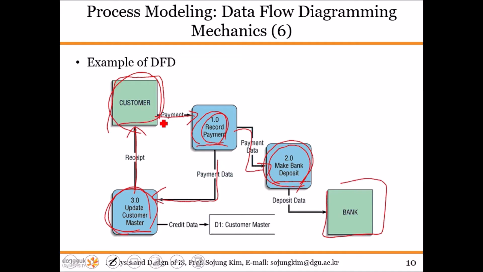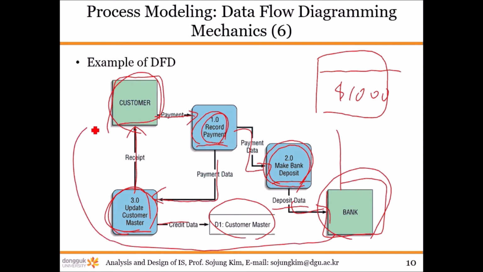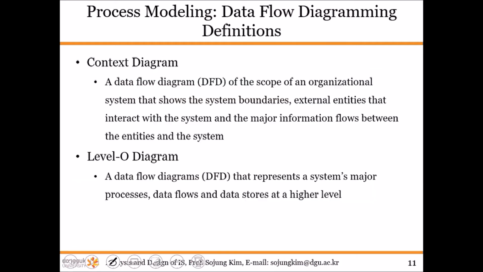And then bank keeps that money, right? All right, and then create data to the customer master so that you have account information. Okay, so now we have $10,000 here in deposit, right? So total will be 10,000, something like that, and deposit data goes to the bank, right? So this part is a system, right? And then we have two external entities.